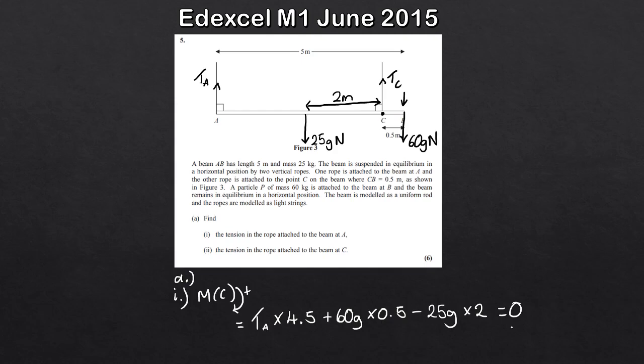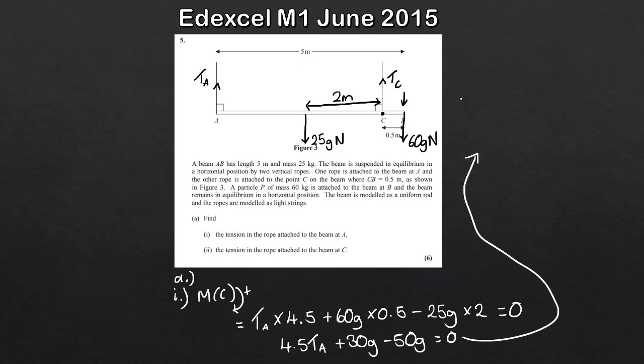Okay, so at this point now, this is just a matter of simplifying, rearranging in terms of T of A, the tension at A. So if we do that, this would be 4.5 TA. I've got 30g, 60g times a half, so that'd be 30g. And minus 25g times 2, so that would be minus 50g. And this is equal to 0. Okay, so if we take it up here just to finish solving this one, 30g minus 50g, so that would be minus 20g, and then we take that onto the other side.